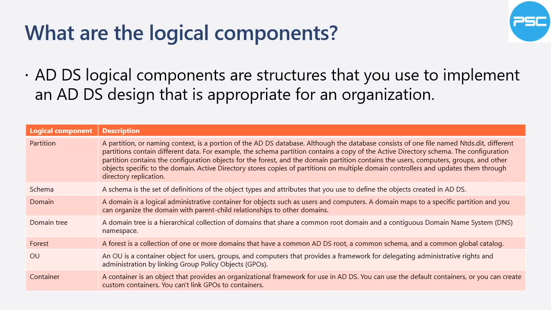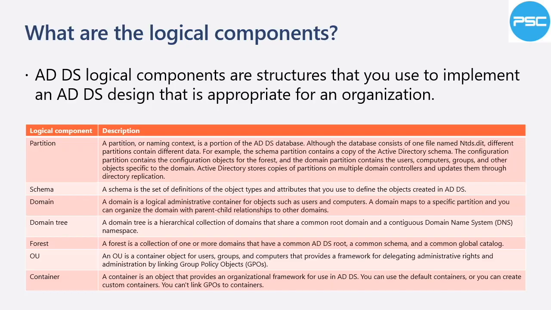Partition. A partition, or naming context, is a portion of the ADDS database. Although the database consists of one file named ntds.dit, different partitions contain different data. For example, the schema partition contains a copy of the Active Directory schema. The configuration partition contains the configuration objects for the forest, and the domain partition contains the users, computers, groups, and other objects specific to the domain. Active Directory stores copies of partitions on multiple domain controllers and updates them through directory replication.